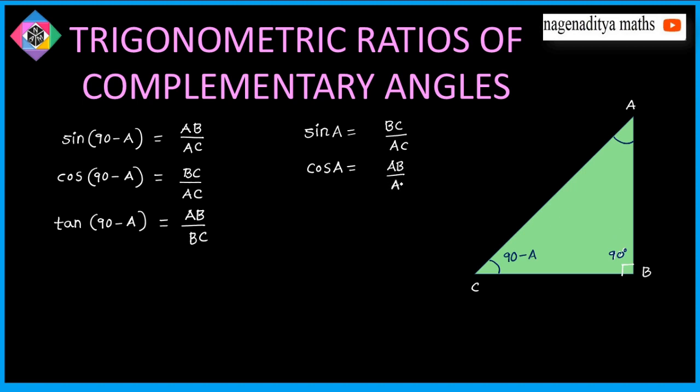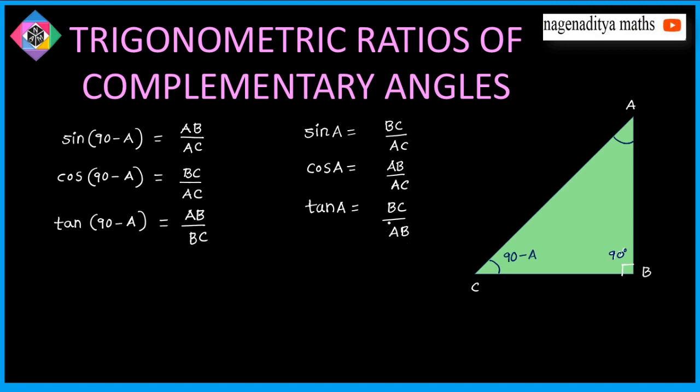And what about tan A? So tan A is equal to opposite side to A by adjacent side. What is the opposite side to A? That is BC by AB. So BC by AB.